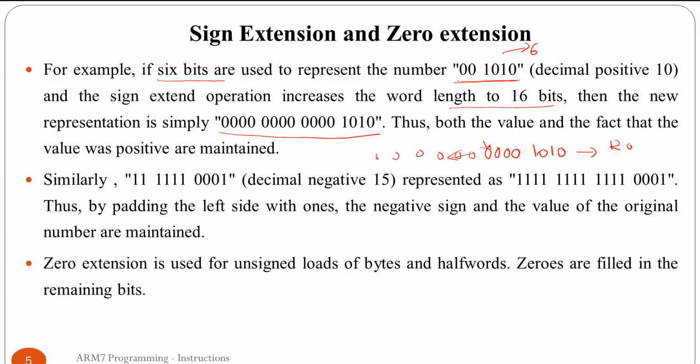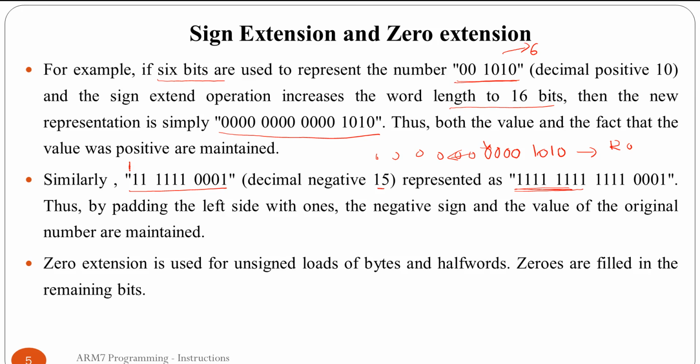Similarly, suppose we have this decimal number, 15. This is a negative number, because normally if the MSB bit is 1, then that number is considered negative. If the MSB bit is 0, then the number is considered positive. Now this bit will be represented like this. As I said, all the remaining bits will be filled with the MSB bit. In this case, the MSB bit is 1, so we fill all the remaining bits with 1.